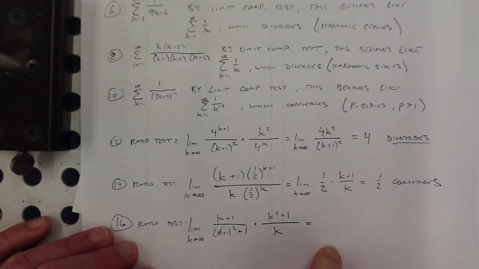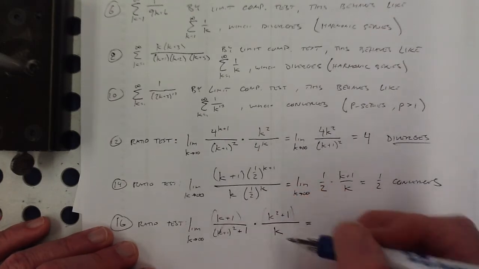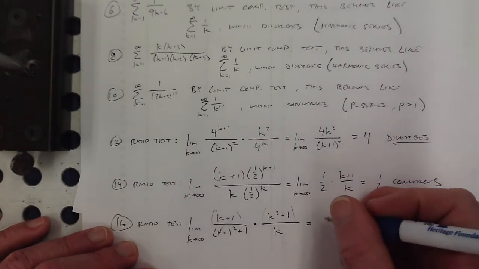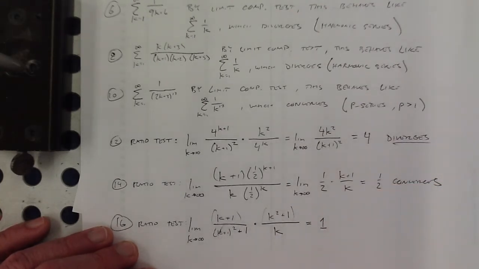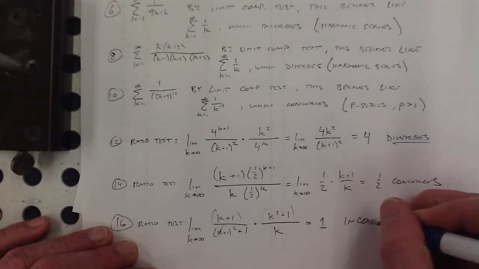I don't think I really need to simplify this, because I can see what's going to happen with this limit. I have this k plus 1 times this. I could FOIL those out, but the highest power is k cubed, and here I've got this thing times k, so the highest power in the bottom is also k cubed, and the coefficients are just going to be 1 and 1, so that's just equal to 1, and that is inconclusive.